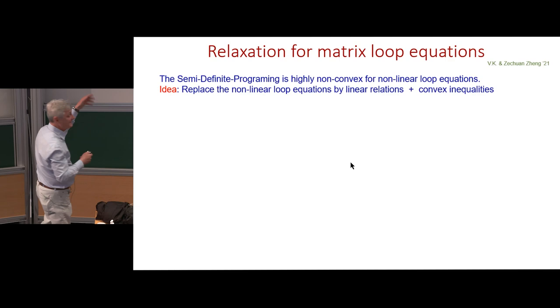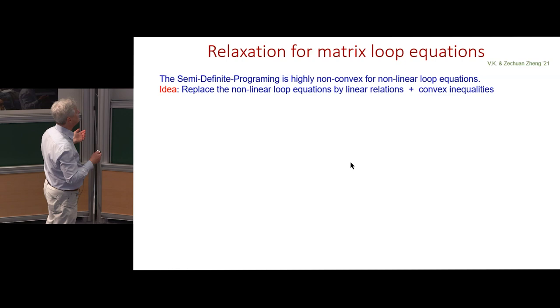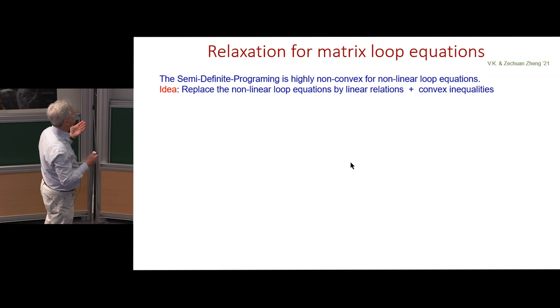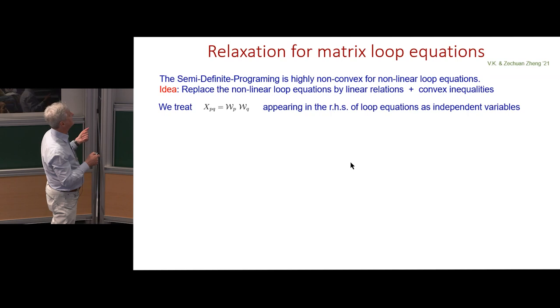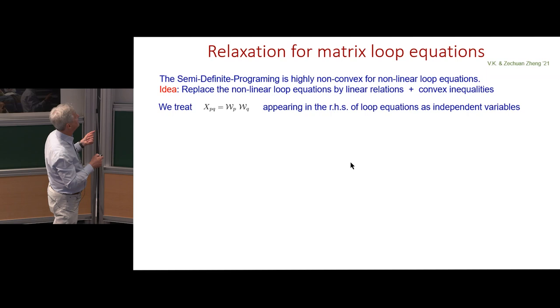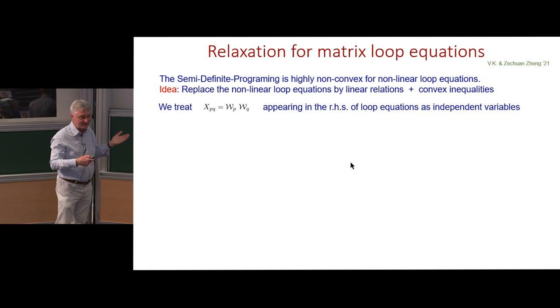So, as I said, nonlinear equations are not good for semi-definite programming of such a huge scale problem. And then we transform our nonlinear loop equations to some linear relations plus convex inequalities in the following simple way. In the right-hand side of loop equations, there are products of Wilson loops like W_P W_Q. And we replace them by a single variable, X_PQ, everywhere in the loop equations. So we have more variables, and the loop equations become, by this naive procedure, linear already.